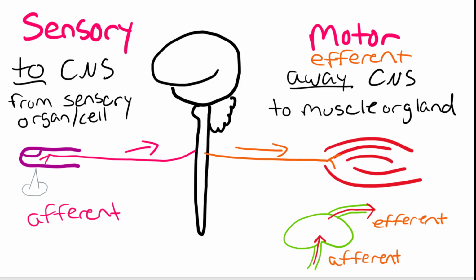Afferent meaning towards the center, and because it means towards the center, it also is synonymous with sensory as applied to the nervous system. Efferent means to go away from the central nervous system, and so does the term motor. So motor and efferent can be interchangeable. I hope this video helped you to understand the differences between sensory and motor as applied to the nervous system.